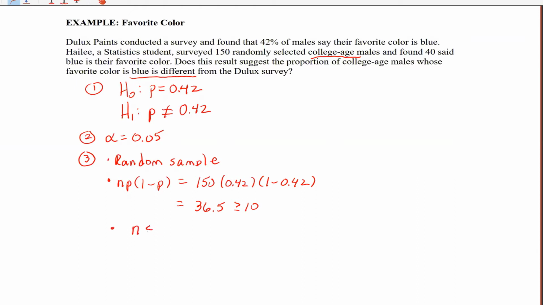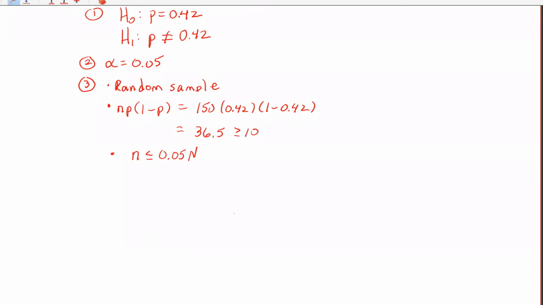And then the third requirement was the independence requirement, namely that the sample size is no more than 5% of the population size. Now here, we're not giving you the size of the population, but we do know the population that we're studying is all college-age males. I think it's perfectly reasonable to say there's at least 1 million of them. And so if you took 5% of 1 million, it's definitely bigger than your sample size of 150. So I think we're good to go there as well. So this means that we can go ahead and use the normal model.